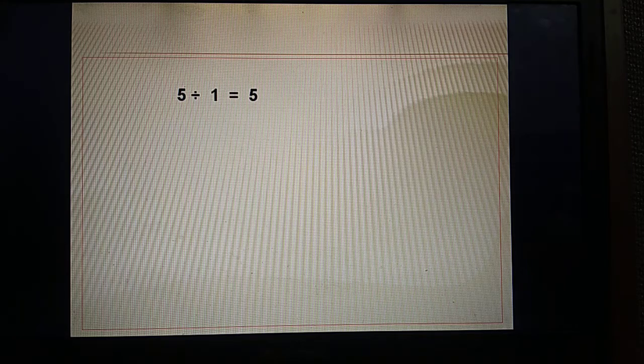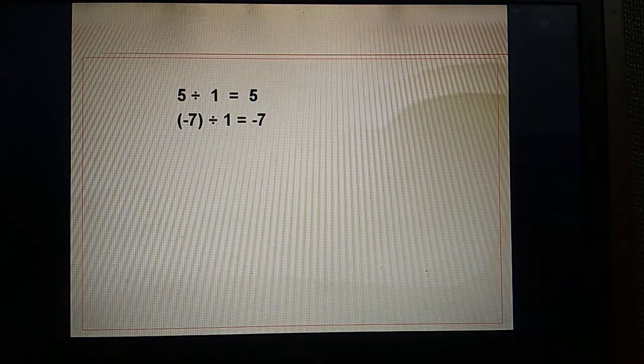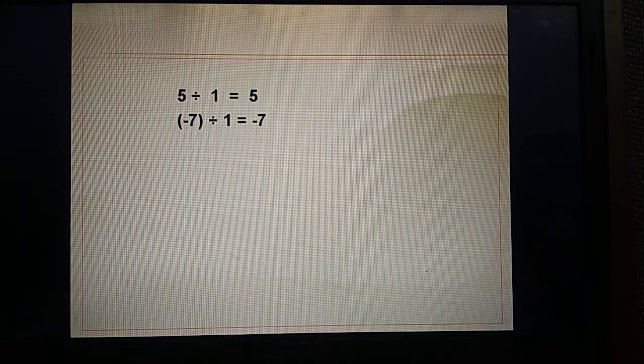Next is if you divide an integer by 1, yes, you will get the number itself. Whether it's a positive integer or it's a negative integer, when you divide any integer by 1, it will give you the same integer as an answer.